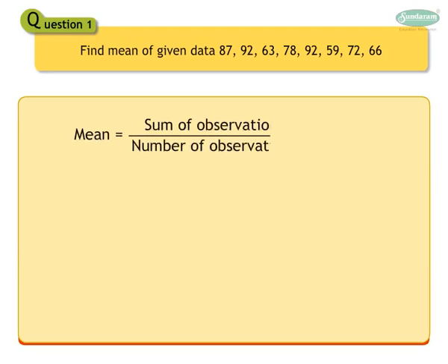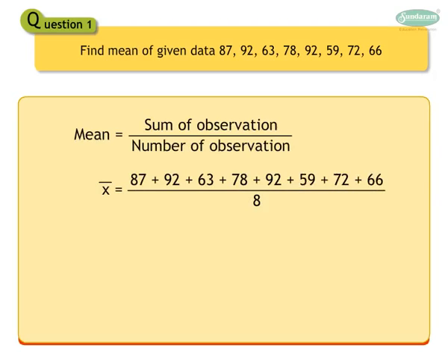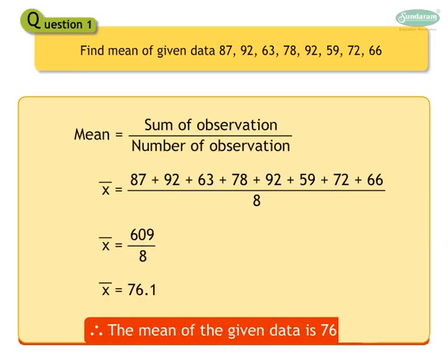Question 1. Find the mean of the given data. Mean equals sum of observations upon number of observations. X bar is equal to 87 plus 92 plus 63 plus 78 plus 92 plus 59 plus 72 plus 66 upon 8. X bar equals 609 upon 8. Mean equals 76.1. Therefore, the mean of the given data is 76.1.